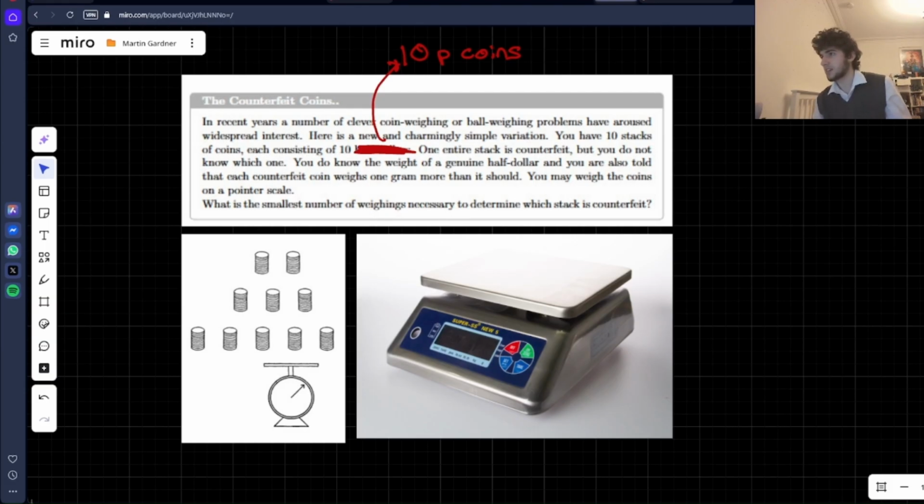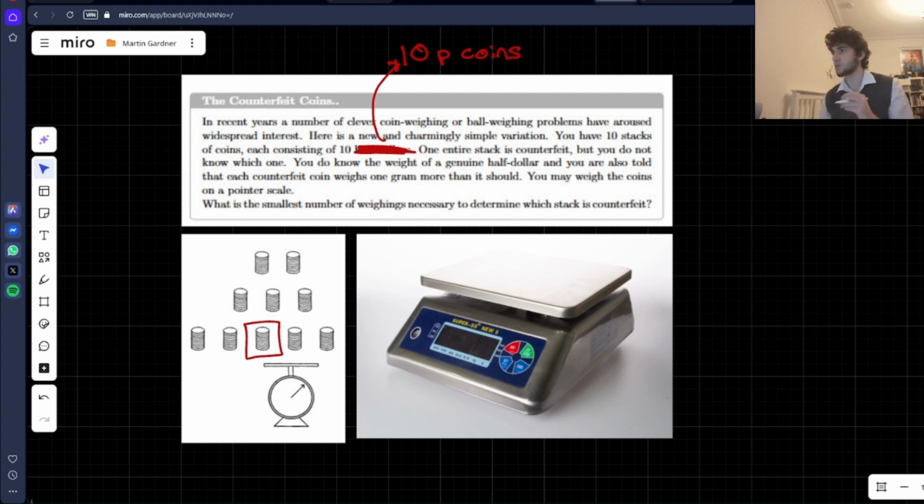Now one of these stacks, one entire stack, is counterfeit, but you don't know which one. So what you're told is that you have 10 stacks of 10p coins, but one of those stacks has 10 coins which look like 10p coins but actually aren't, or at least they're faked 10p coins. And the most important fact is that they weigh differently to normal 10p coins.